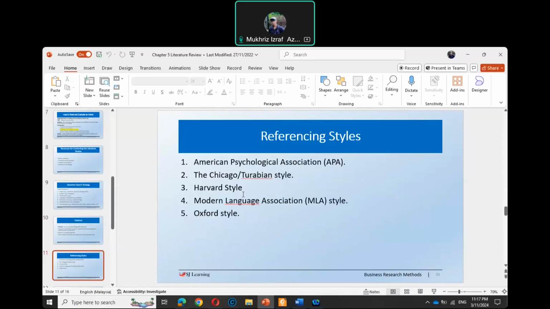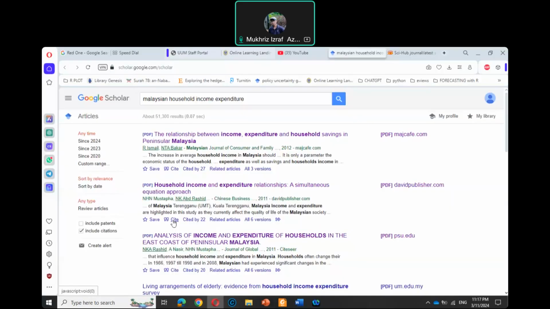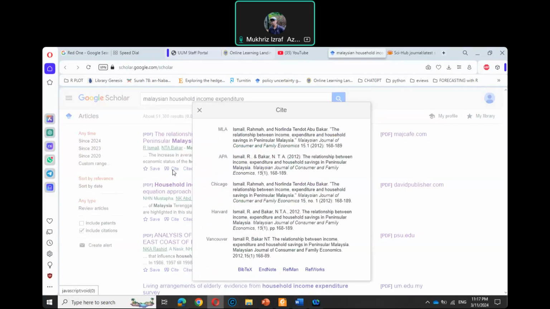Okay, citation. So ini ialah teknik nak citing. Okay, yang paling common sekali yang kita pakai ialah APA. Ini bukan apalah, okay, American Psychological Association. So if you go through the Google Scholar, whenever you find articles, dia ada button cite sini. So Google Scholar akan siap-siap bagi 5 format. Okay, yang kita nak pakai yang ni lah, APA lah.